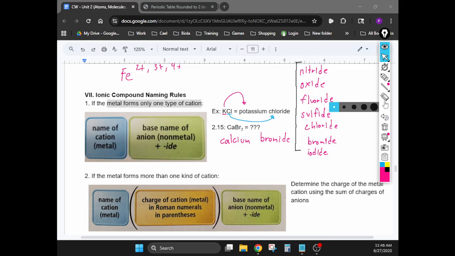So let's say, for example, we have, let's do this. On your paper, I want you guys to write Fe, and then we'll write Cl3. Okay, so write this on your paper. This will be our example. FeCl3.